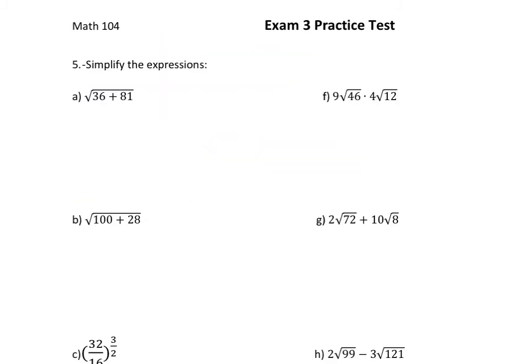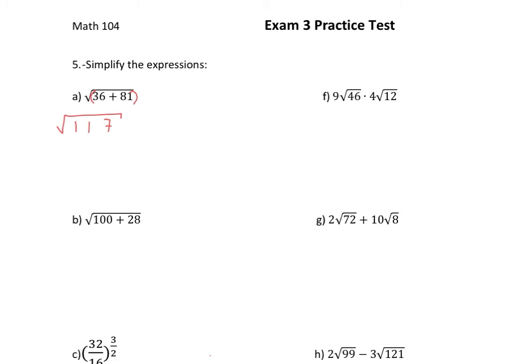Okay, so questions 5A through J is this next page. This might be the hardest page. Let's take a look. So in this first one, we have the square root of 36 plus 81. Here we must add those first. 36 plus 81 is 117.